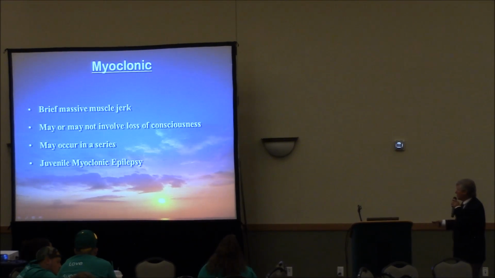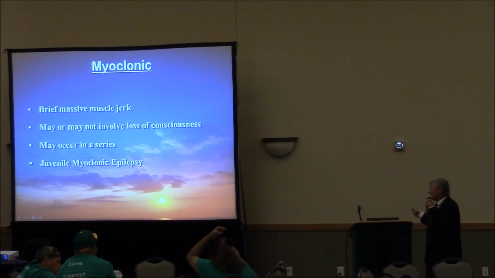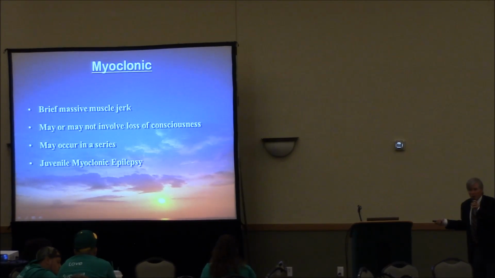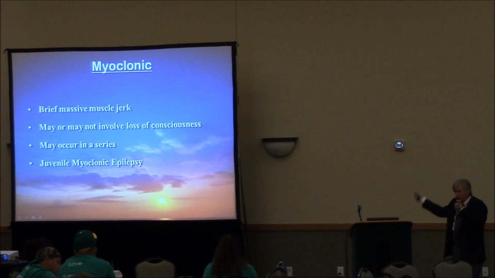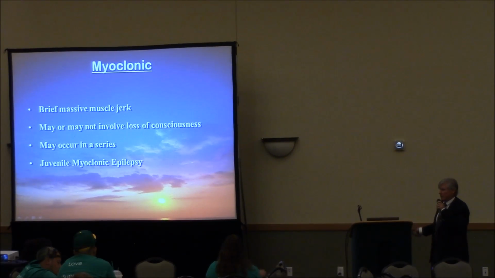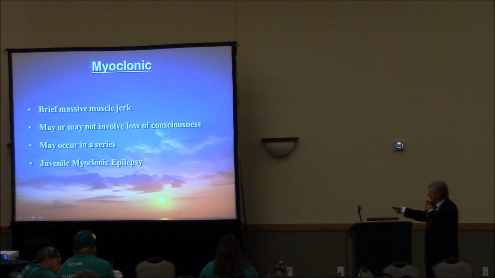So these brief, massive muscle jerks. Juvenile myoclonic epilepsy is an epilepsy syndrome that usually occurs right around puberty. So sometimes we'll see these particular types of seizure activity occur when an individual goes into puberty.